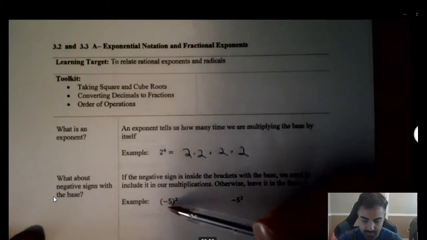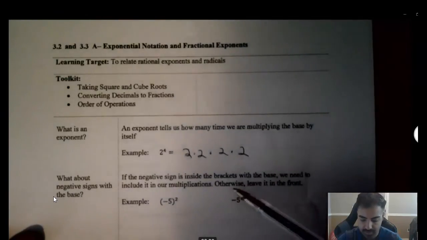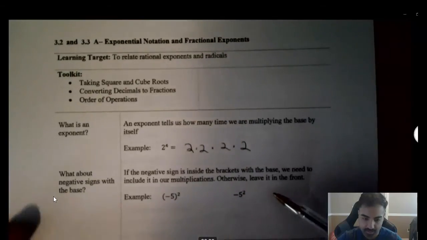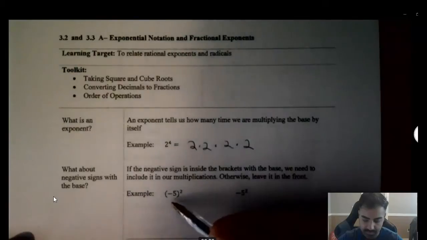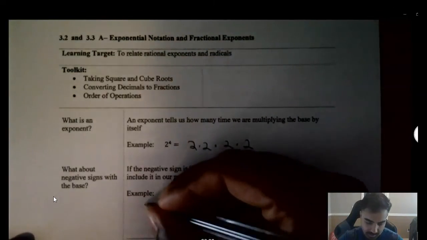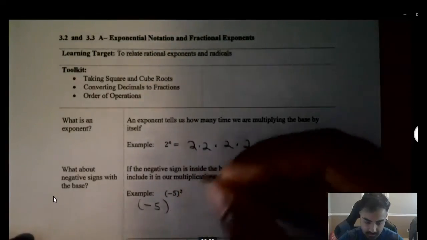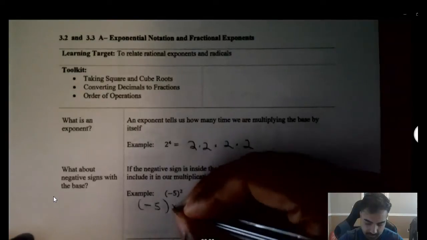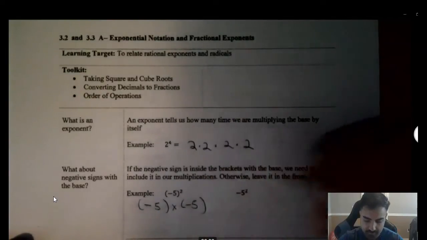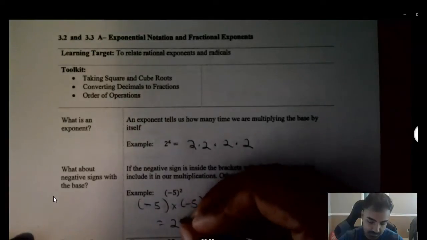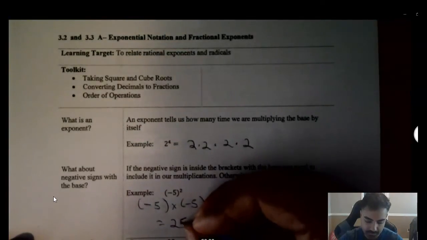If the negative sign is inside the brackets with a base, we need to include it in our multiplications. Otherwise, leave it out in the front. An example is negative 5 in brackets to the power of 2. So this is going to be negative 5, and then we multiply it again, times negative 5. Negative 5 multiplied by negative 5 equals 25, because a negative and a negative make a positive.